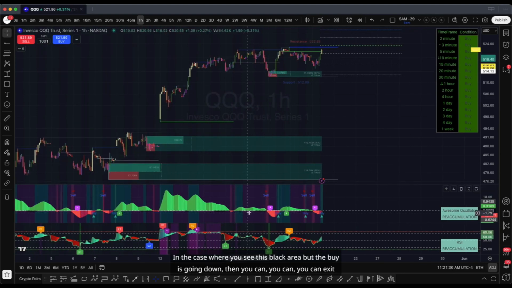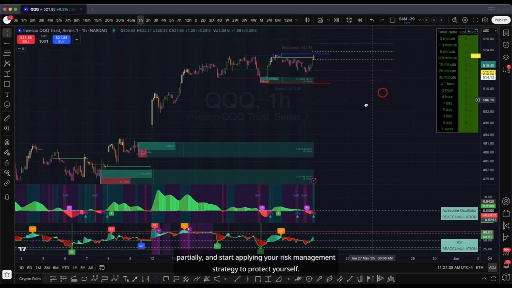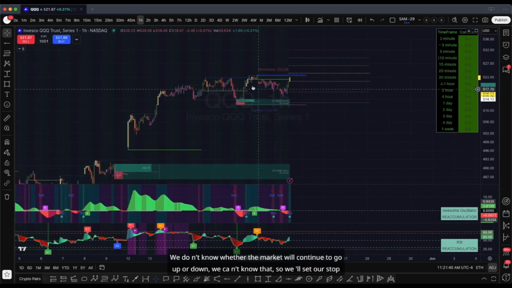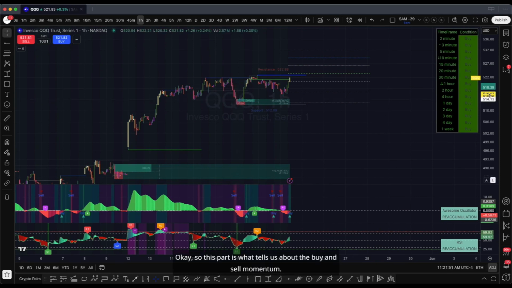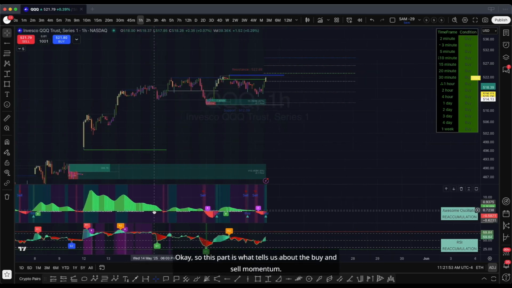In the case where you see this black area but the buy is going down, then you can exit partially and start applying your risk management strategy to protect yourself. We don't know whether the market will continue to go up or down. We can't know that. So we'll set our stop loss as a trailing stop to protect our capital. Okay, so this part is what tells us about the buy and sell momentum.